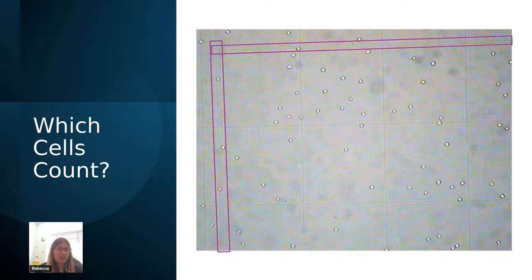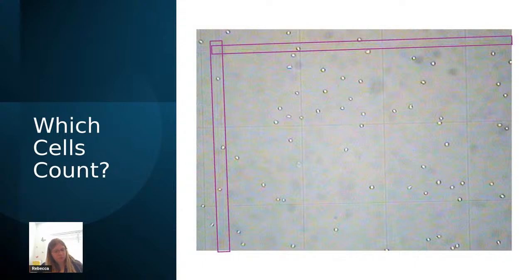Others may not count it, and that's how we get off by maybe a cell, and that is okay in the grand scheme of things. And then, of course, the top cell would also count because it is a majority inside the grid that we're looking for.